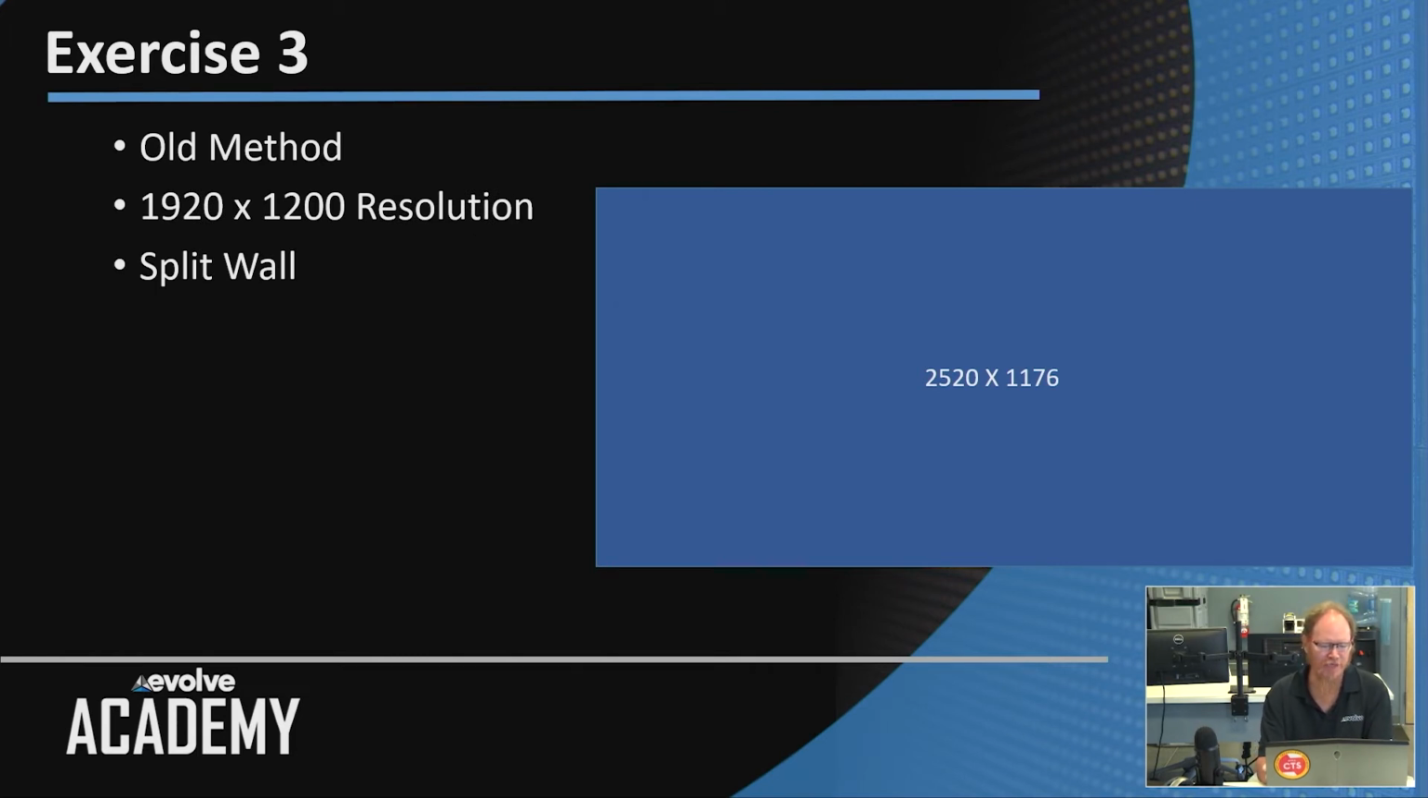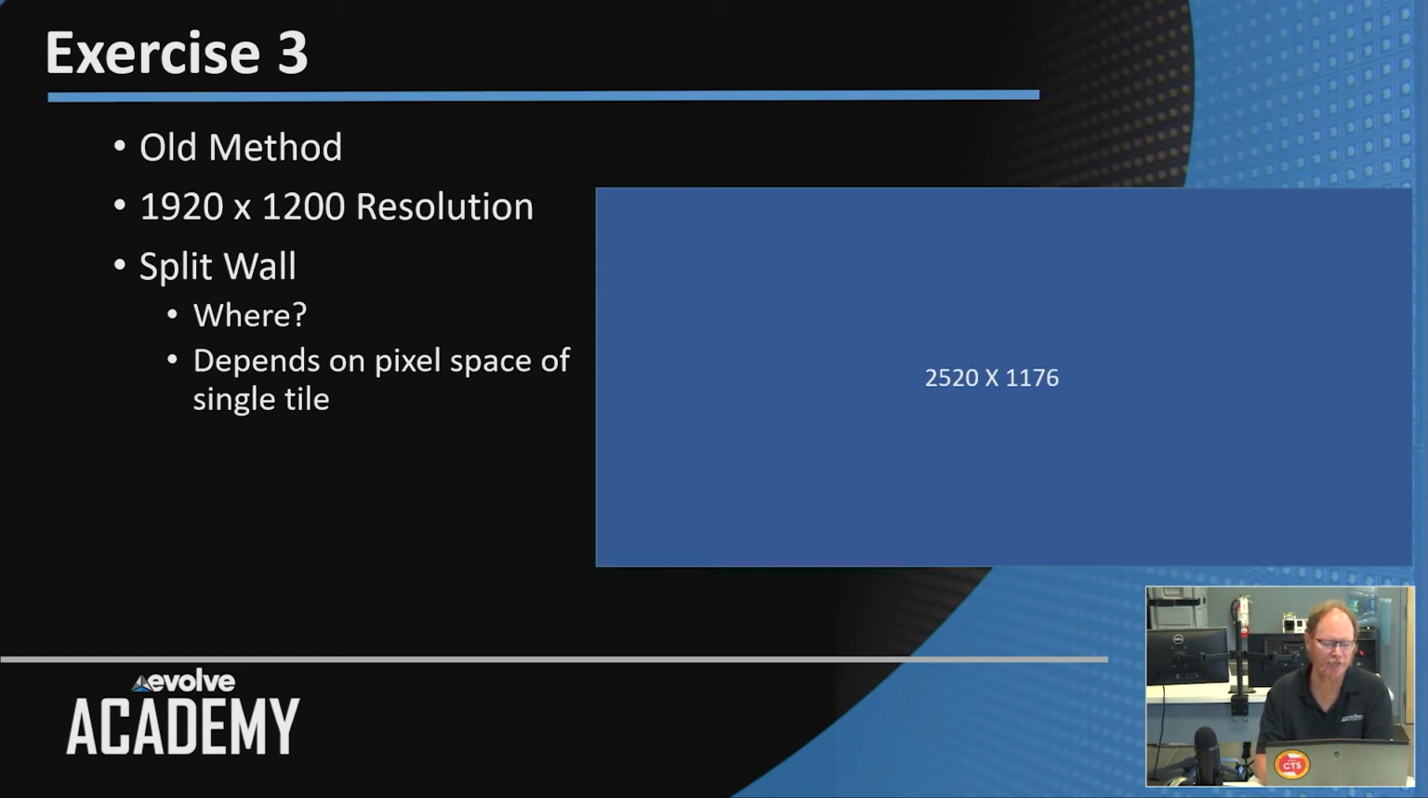Old method, 1900 by 1200 resolution. That covers the 1176 high with a standard VESA format. Split the wall, and away you go. So the question that comes up here is, where do you split the wall? Let's take a look. First answer, split it in half.